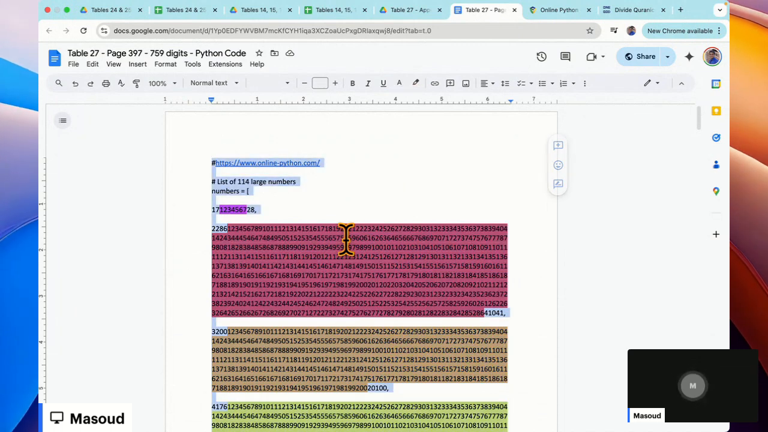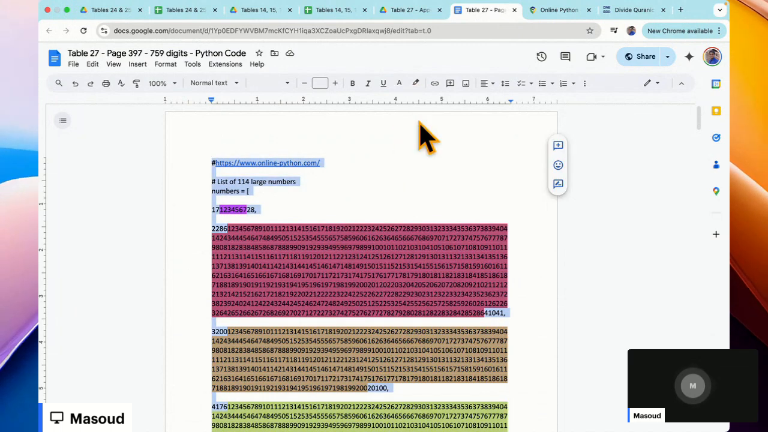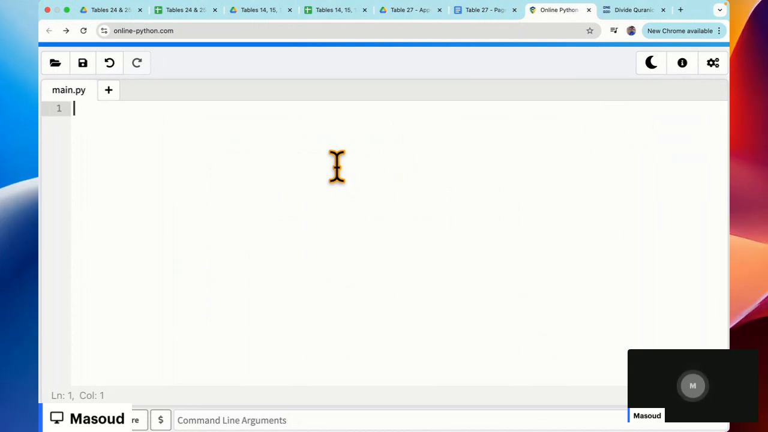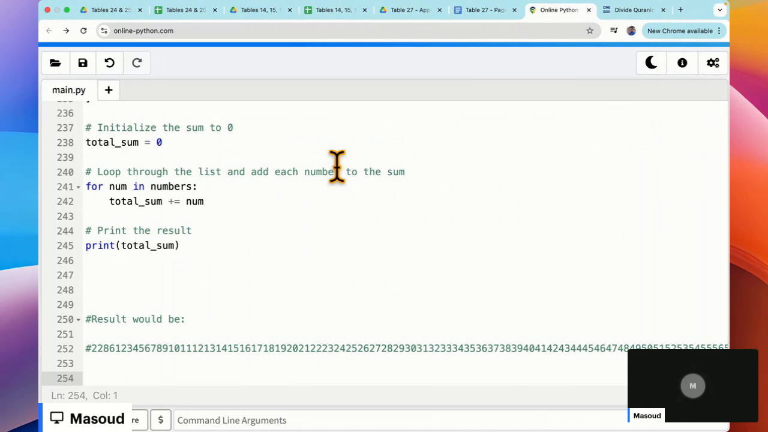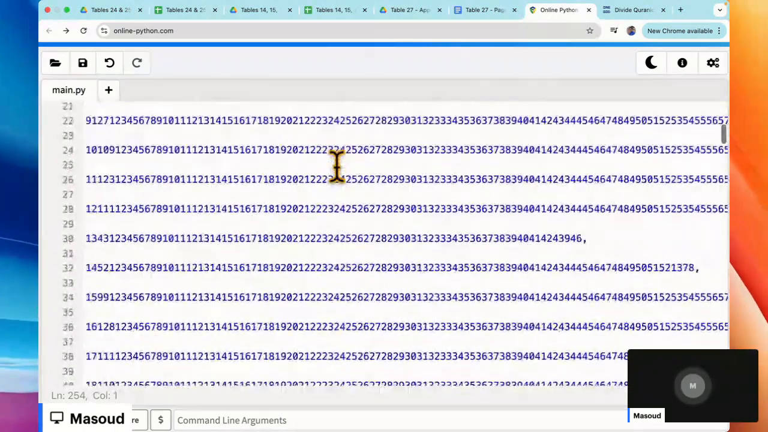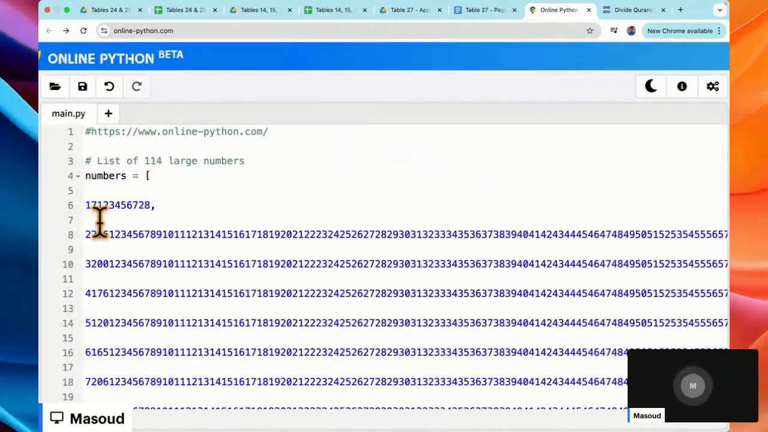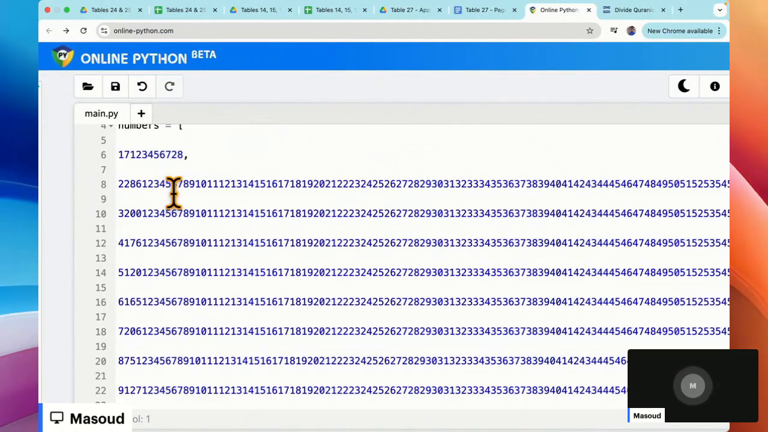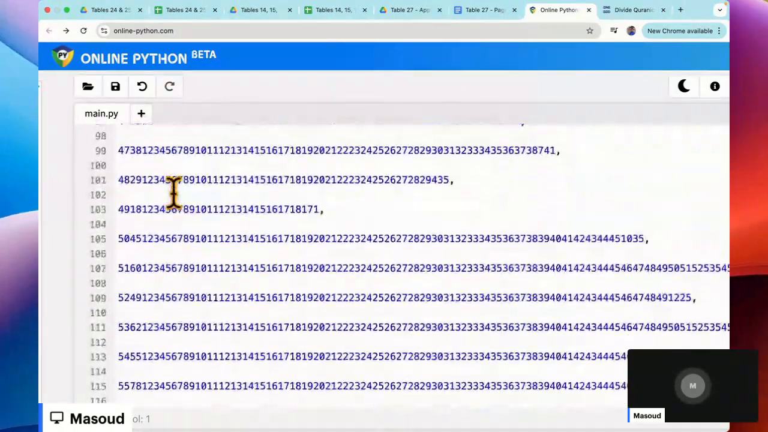The choice is yours. So I go Command C or Control C, and then you go into the online Python, you copy it here, Command V or Control V. And then you're going to have the whole thing. See, each and every one of the numbers is treated as one line, right? So we're going to have 114 lines which are going to be added together.